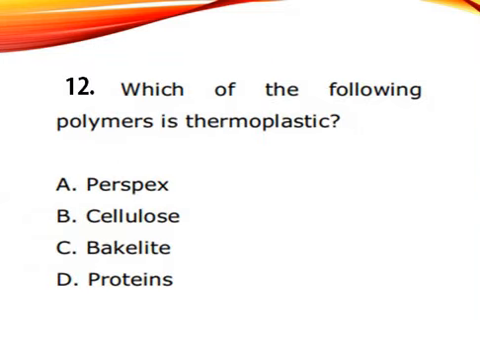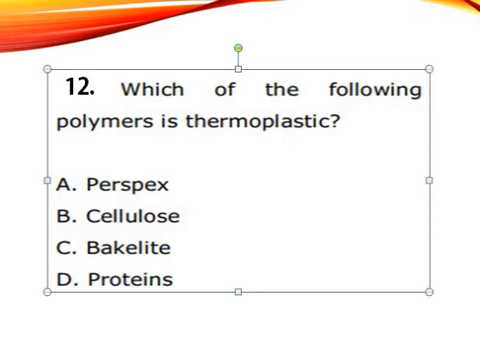Then your question 12 says, which of the following polymers is thermoplastic? Here you were given options: A, perspex, B, cellulose, C, bakelite, and D, proteins. So a common example of thermoplastic polymers is polymethyl methacrylate, and its other name is perspex. So you can see our answer here is actually perspex, which is A.